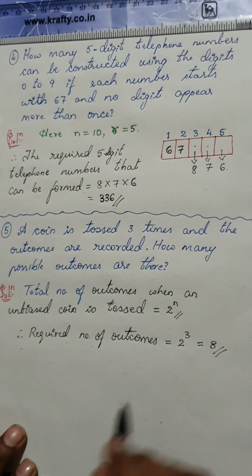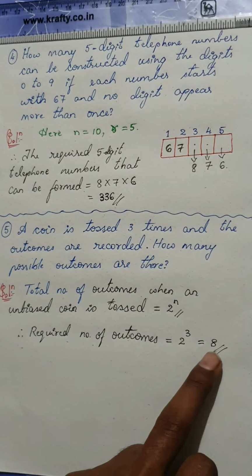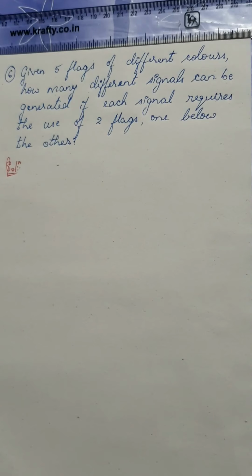So there are 8 outcomes. So the sample space of tossing a coin thrice is nothing but 8. You're going to see this question in detail in the chapter on probability.